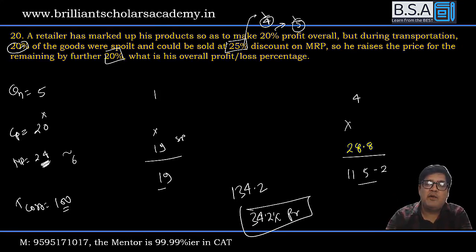Now, is there a way to solve this entire question without assumptions? My answer is 34.2. Let me try if I can get the same answer in a different manner.